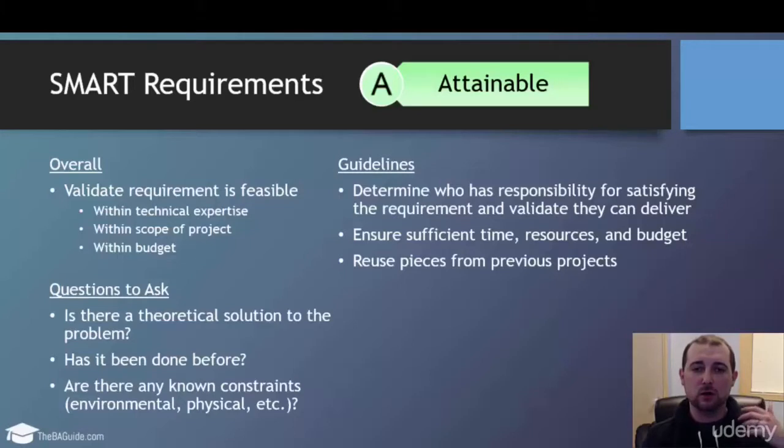And also, you want to be able to reuse pieces from previous projects. So like we talked about, if it's been done before, use that, and then you know it's attainable, or at least you know your baseline for what it's going to take to accomplish.